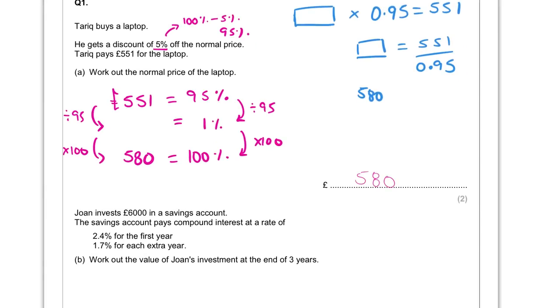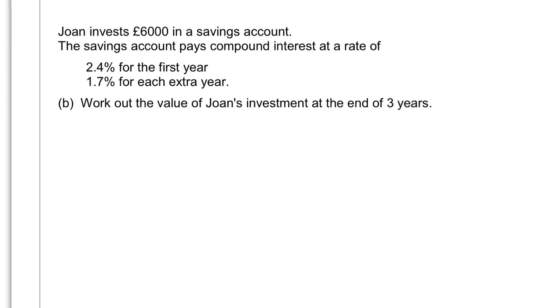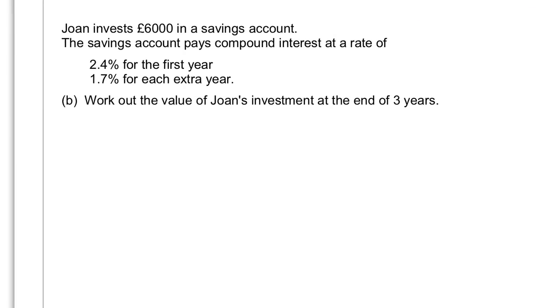Okay, part B. Joanne invests $6,000 into a savings account. The savings account pays compound interest at a rate of, now I know there's been a compound interest one, however, this is good. When we're talking about interest, we're talking about an increase. We increase by 2.4%. Percent is out of 100, so if it's an increase, we add that to 100, we get 102.4%.